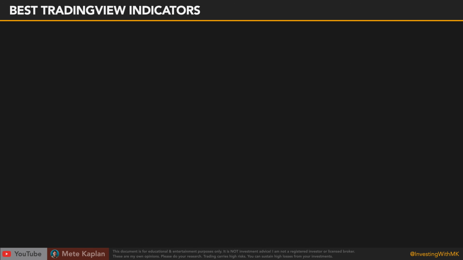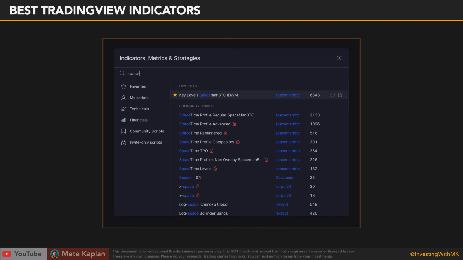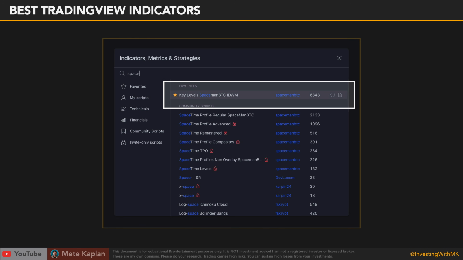Since I get many questions about which indicators I use regularly, I will reveal the indicators that I use every day. My first and most used indicator is definitely a key level indicator called Key Level Spaceman. This is a very nice and simple indicator which helps me mark out all institutional levels instantly.